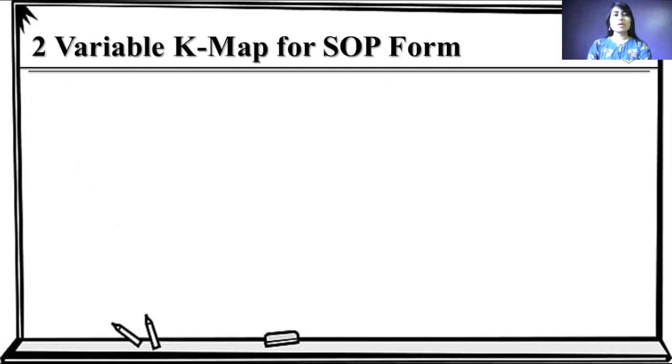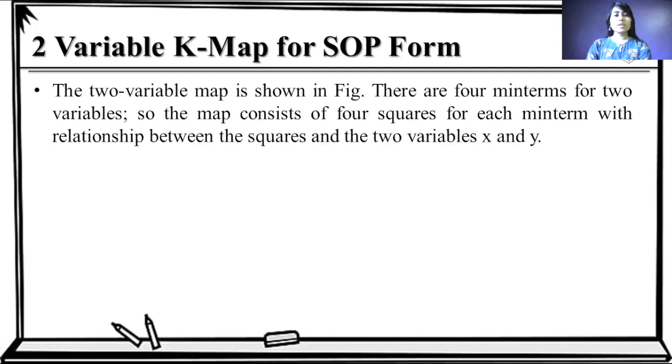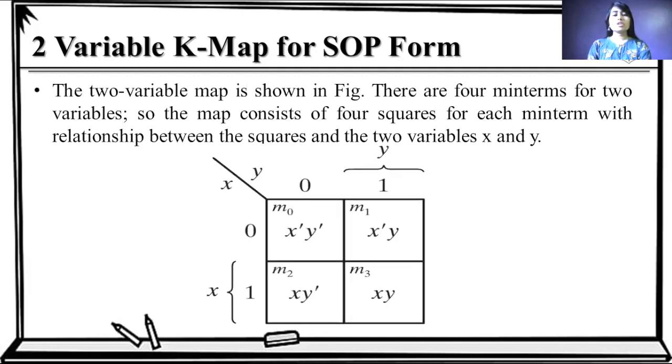Now let's discuss two variable K-map for SOP form. The two variable map is shown in figure. There are four minterms for two variables. So the map consists of four squares, one for each term, with relation between the squares and two variables x and y. Here we have a K-map for two variables in SOP form. Here we have two inputs, or say two variables, x and y. For these two variables, we have a total of four possible combinations: 0 0, 0 1, 1 0, 1 1.